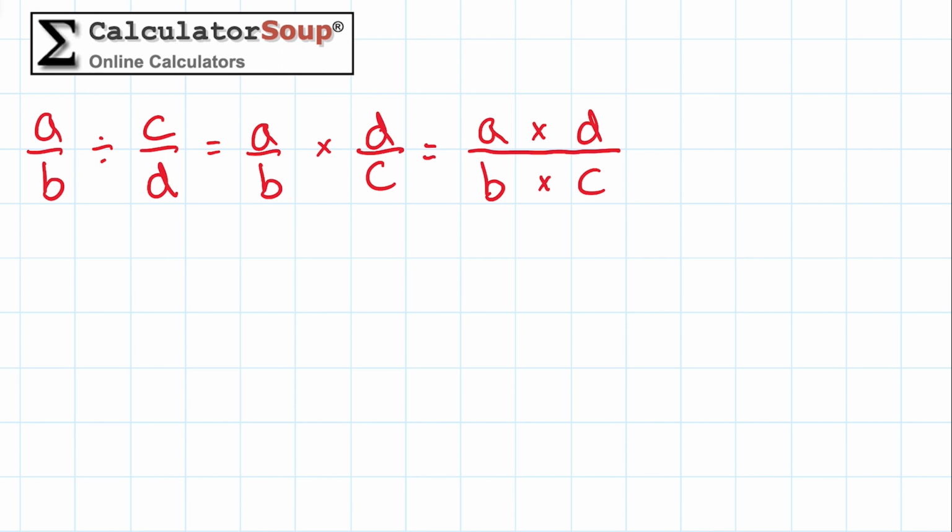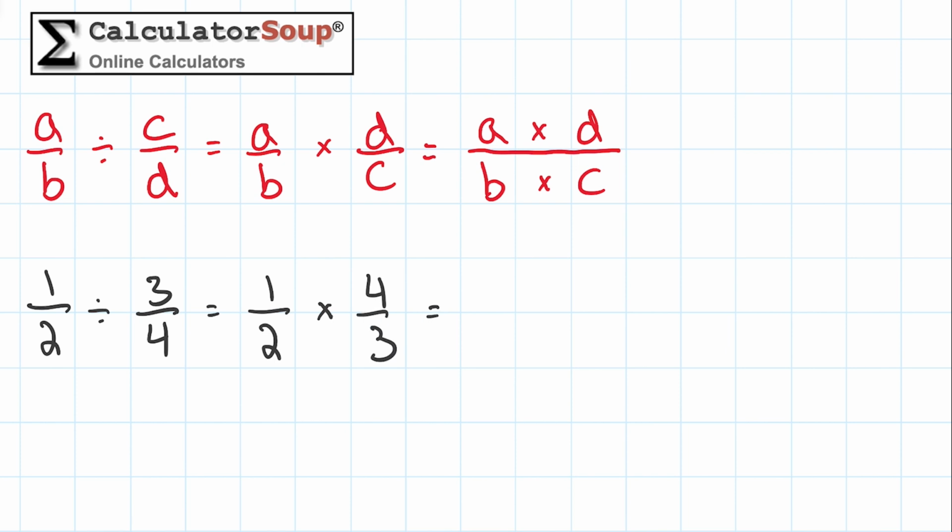Now, let's do some examples. We'll follow this equation to find the quotient of two fractions. For the first example, we will divide 1/2 by 3/4. Let's use the keep, change, flip method to rewrite the equation. Keep 1/2, change to a multiplication operator, and flip the second fraction to 4/3.